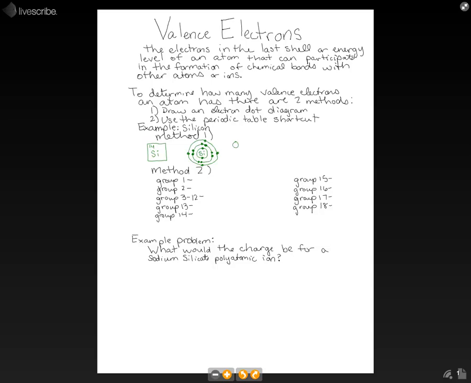So we can see the outer energy level has 4 electrons. So silicon has 4 valence electrons. This is a really good way of looking at it and seeing a picture to determine how many valence electrons there are. There's a really quick way to do this too, and that's method 2, using the periodic table.